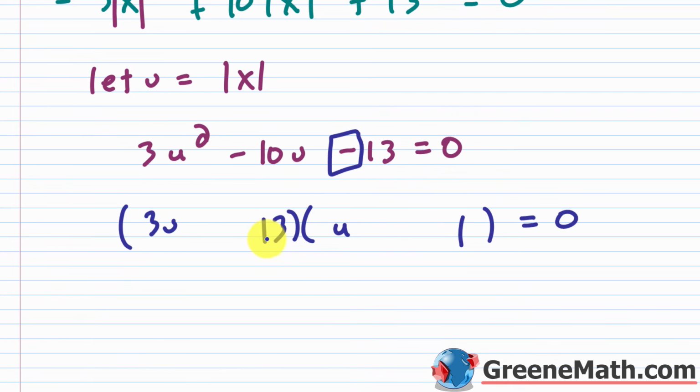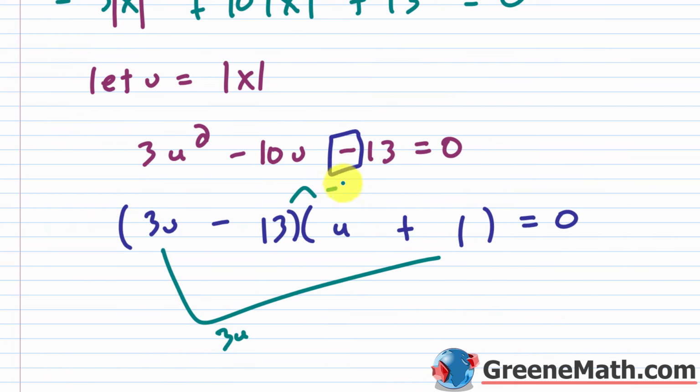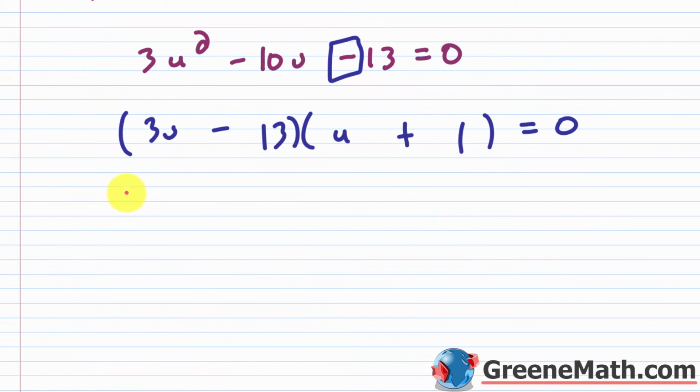So let's see. This is going to be 13 minus 3, which is 10. So I need to make this negative and this positive so that I end up with 3u and then negative 13u. So positive 3u minus 13u would be negative 10u. So this is what I'm looking for. So what I'll do here is say 3u minus 13 is equal to 0, or u plus 1 is equal to 0. So this one we know that basically u is equal to negative 1, right? That one's easy.